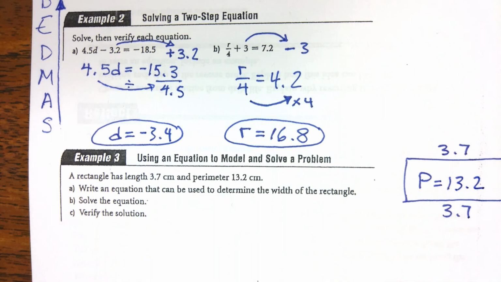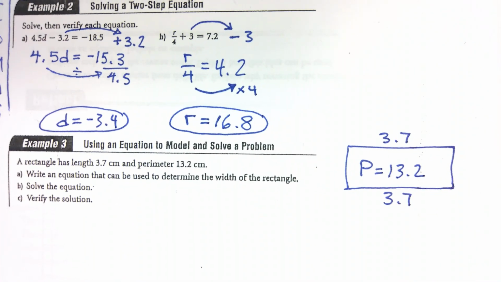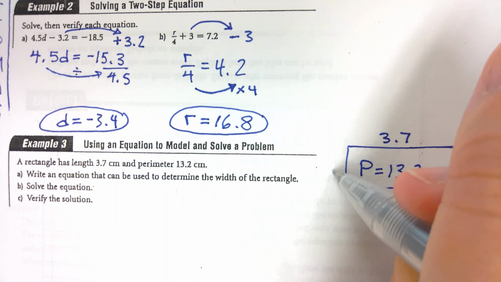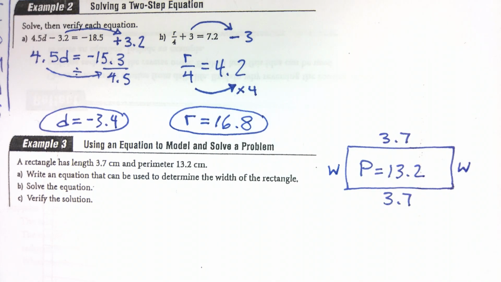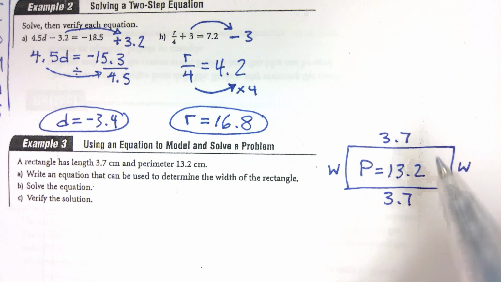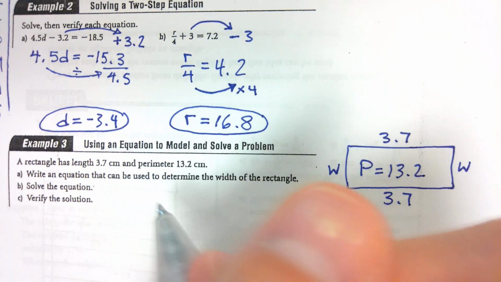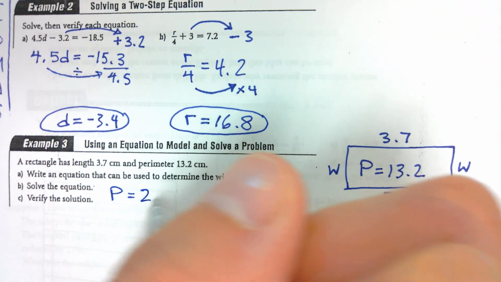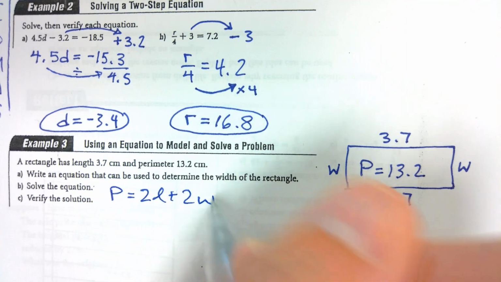Okay, what don't I know? The width. Okay, so since I don't know the width, that's my unknown. So I'm going to write a W to represent my width. Okay, just like on your test yesterday, how do I calculate the perimeter? Out of all the sides, right? So your perimeter equals 2 times length plus 2 times width.